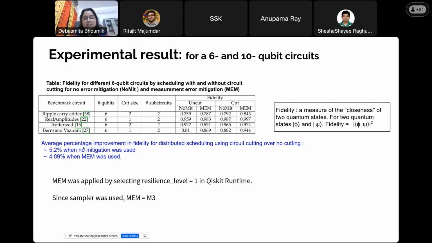So we observe an average percentage improvement in fidelity for distributed scheduling using circuit cutting over no cutting. When no error mitigation is used, the improvement is 5.2% approximately. And when measurement error mitigation is used, the improvement is 4.89% approximately. And to implement this measurement error mitigation in Qiskit runtime, we have to select resilience level 1. And as we have used the sampler to do this measurement error mitigation, MEM is equal to M3.